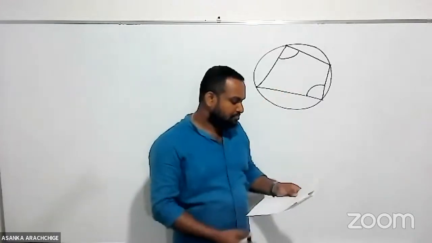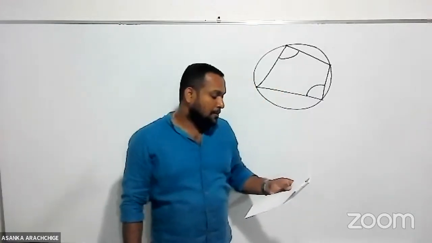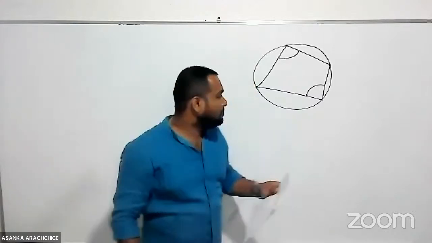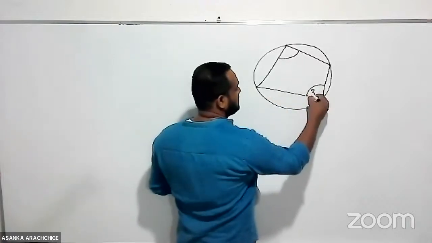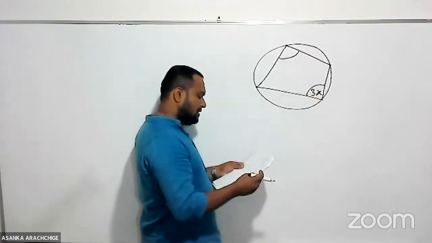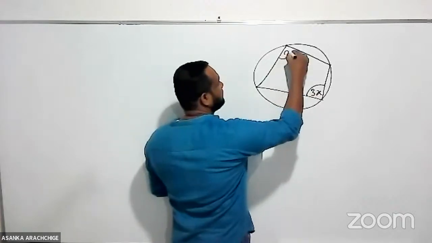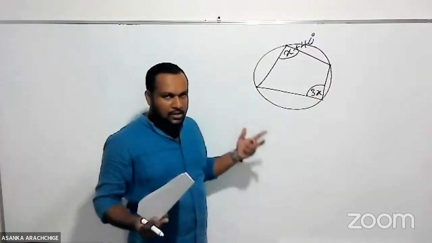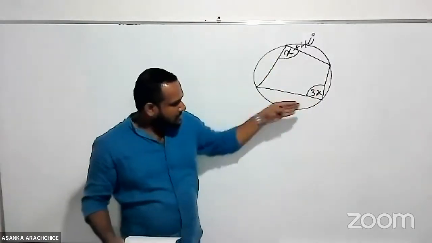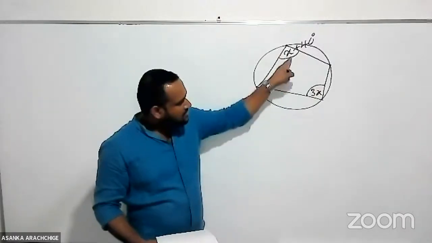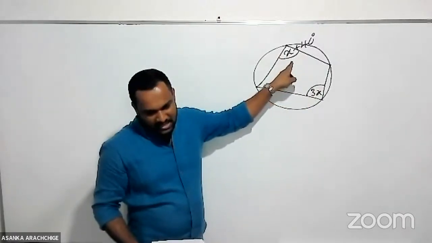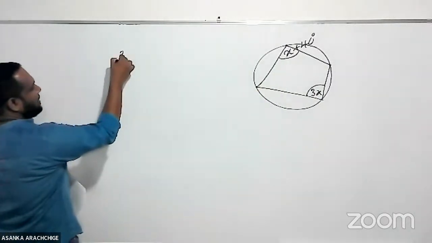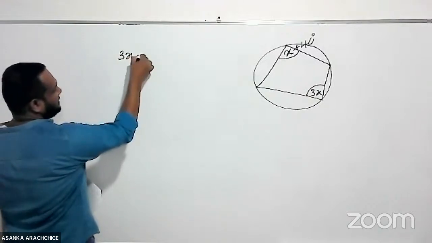Understood? So, a pair of opposite angles in a cyclic quadrilateral are given to be 3x. One angle is 3x, the other angle is x plus 40. If we know that this is a cyclic quadrilateral, the sum of this pair must be 180 degrees. So, you can build up an equation like this.